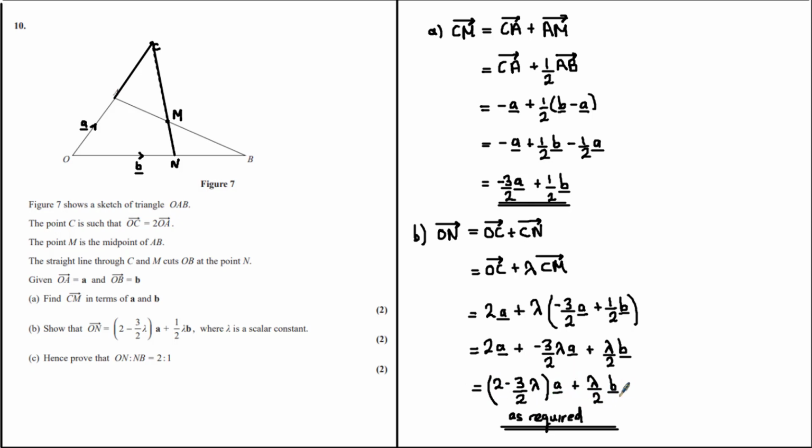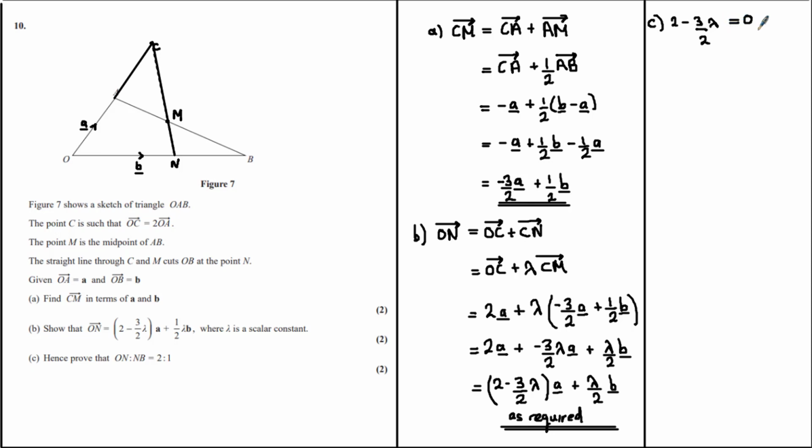It has an a and a b component. However, when we're looking at the direct vector path from O to n, notice that it wouldn't actually have an a component, and therefore we can say the a component of this vector is equal to 0. And so 2 minus 3 over 2 times lambda is equal to 0.